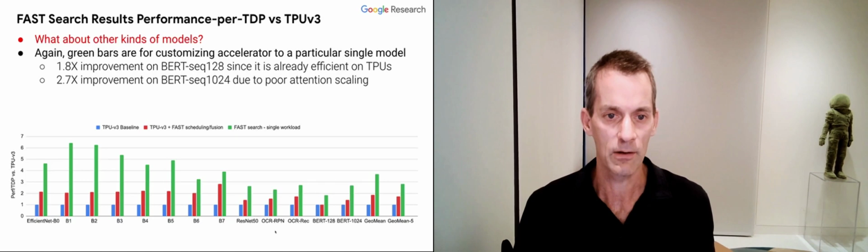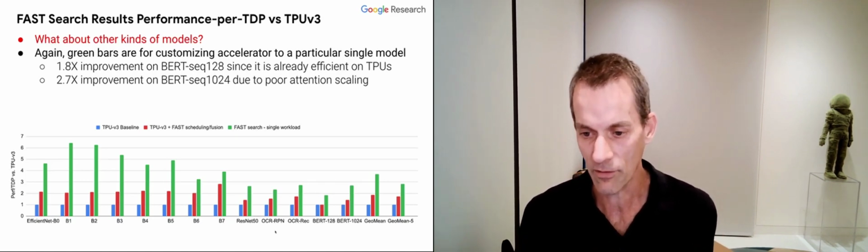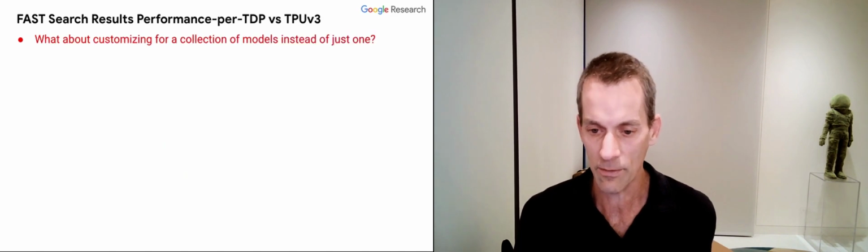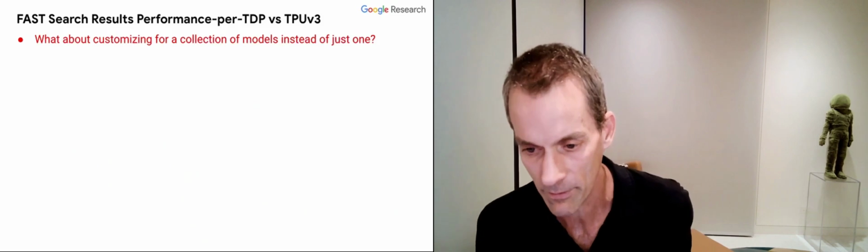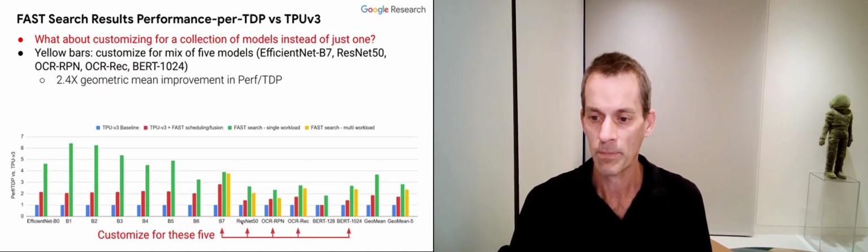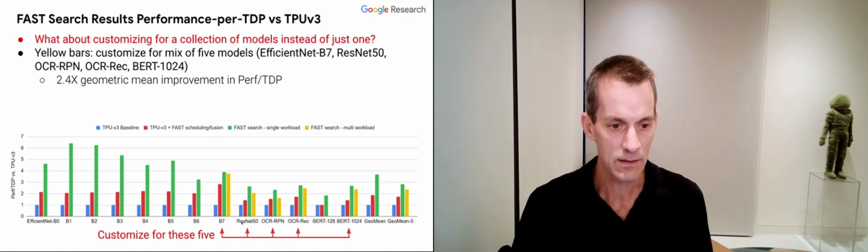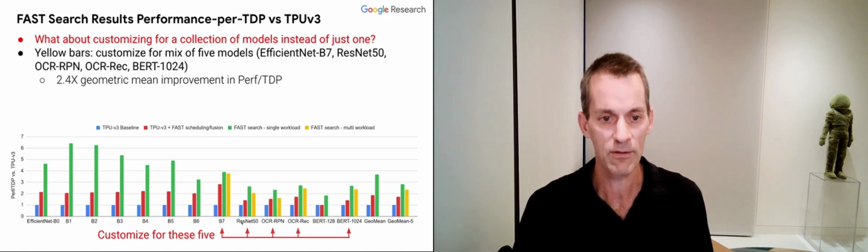But what about other kinds of models? So in this case, you can extend this search process and look at behavior for other kinds of models like ResNet or BERT. So it's bringing in some of the transformer-like natural language processing models. And you see a geometric mean over all these kinds of models above 3x improvement over the baseline hardware.